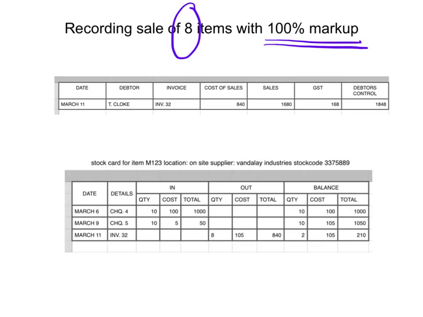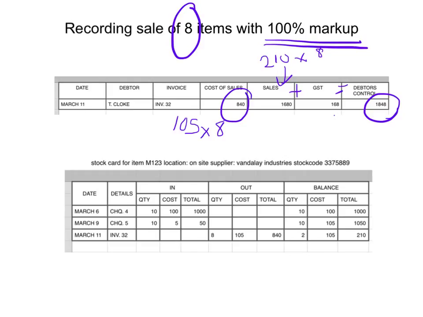Okay, so first of all, how did I get the cost of sales figure? Well, in this example, we worked out that the cost of the items is $105, and I've sold 8 of them. That's how I get the $840. It's 100% markup, so therefore the selling price of each of those items is $210. Times that by 8, that's where I get my $1680. Add 10% to get the GST. Debtors control is always sales plus GST.